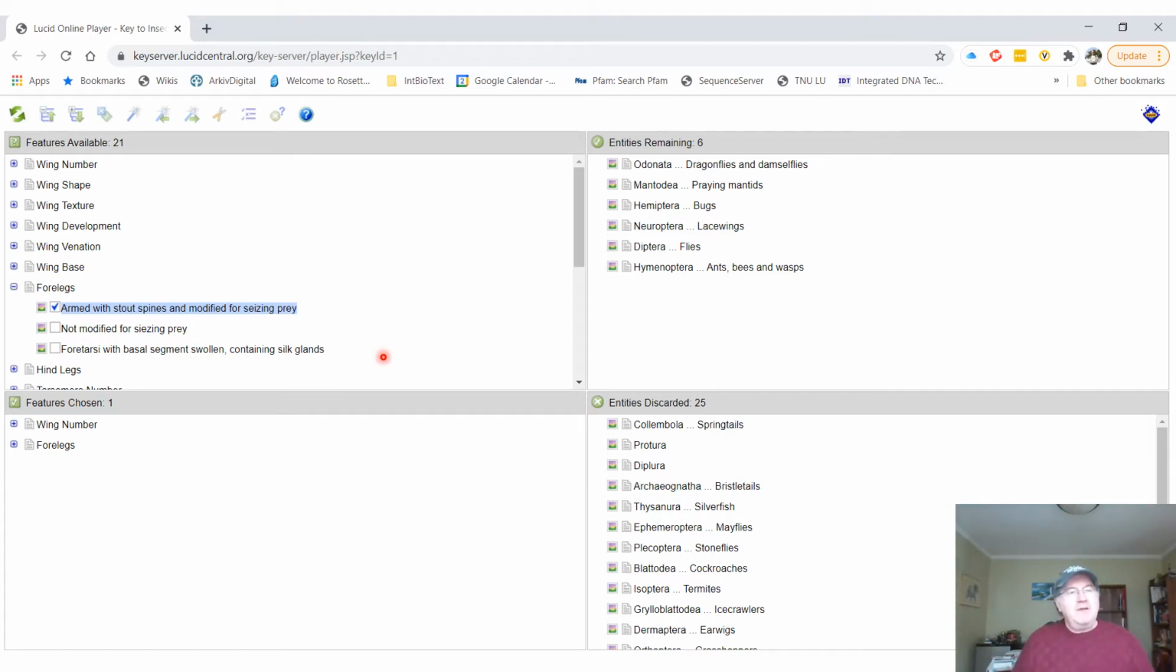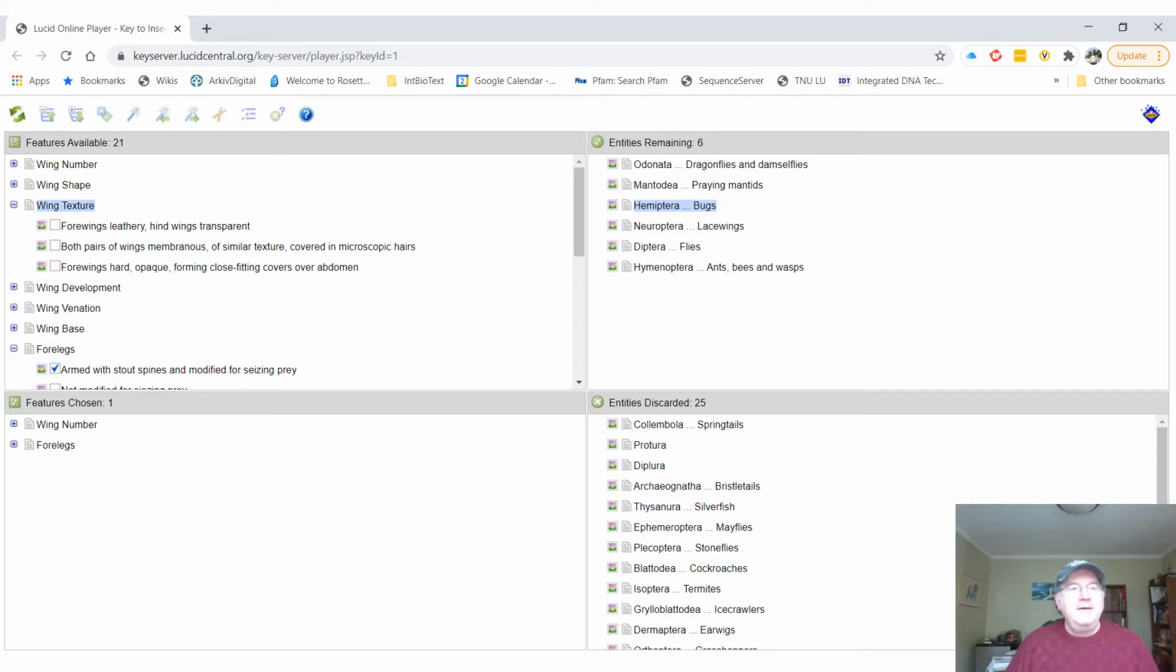And then this is showing you who they are. The next step would be, okay, let's pick another character. Wing texture. Forewings leathery, hindwings transparent; both pairs of wings membranous of similar texture, covered in microscopic hairs; forewings hard, opaque, forming close-fitting covers over the abdomen. Select one of those and see if your number of choices diminishes, because obviously you want to get to the point where there's only one entity remaining, and that's your identification.